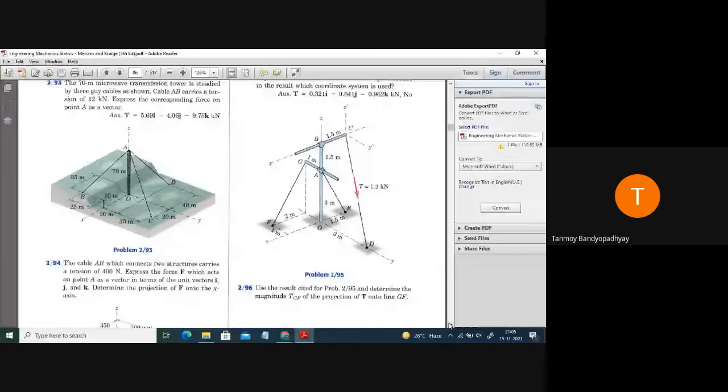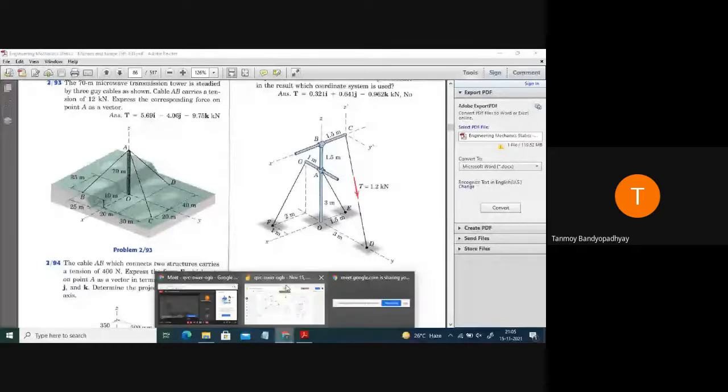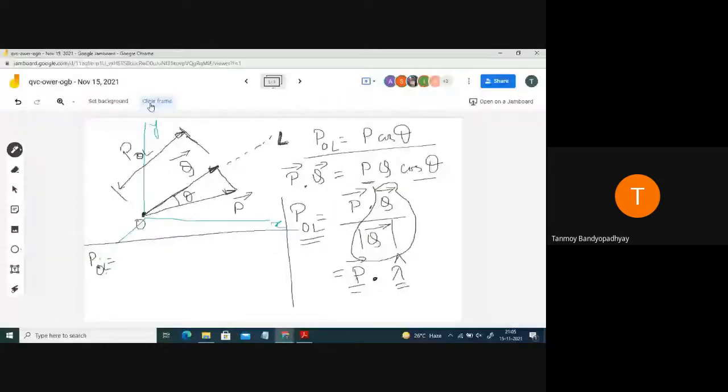So how to do this one, based on our discussions? Just I am starting the problem. You have to finish it.